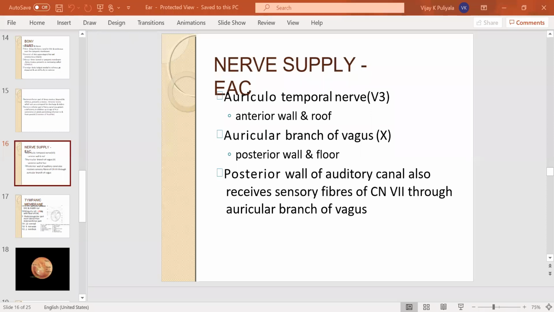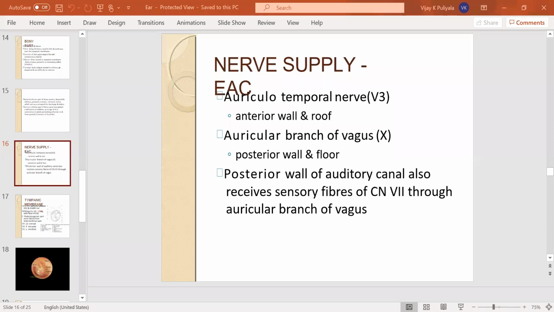The pharyngeal end is relatively large and slit-like, and it is situated in the lateral wall of the pharynx, behind the posterior end of the inferior nasal concha. The pharyngeal orifice is the wide part of the tube.